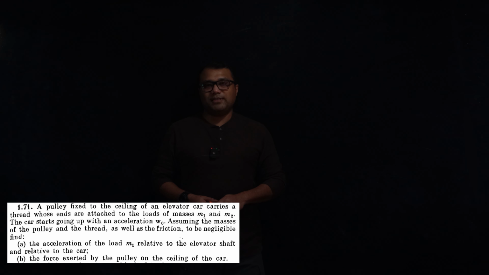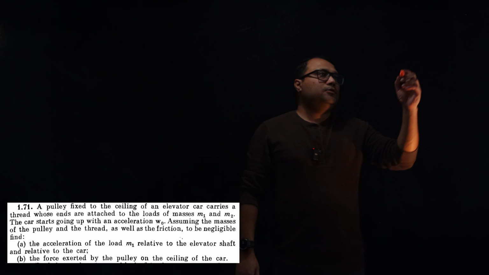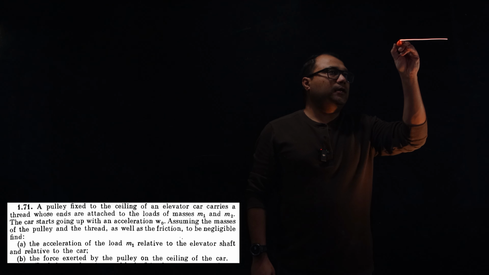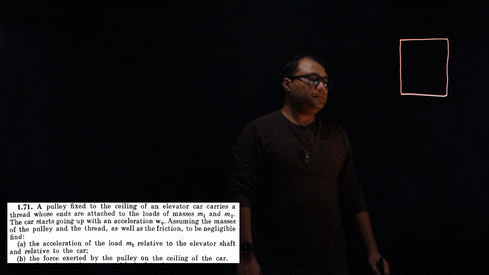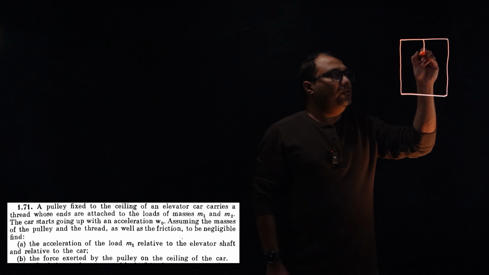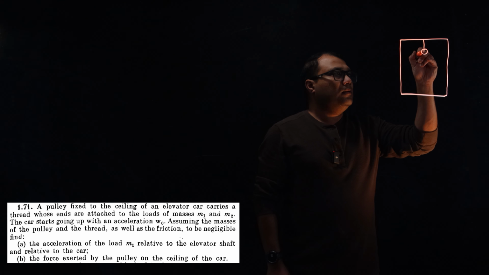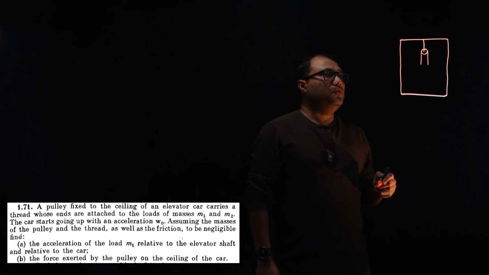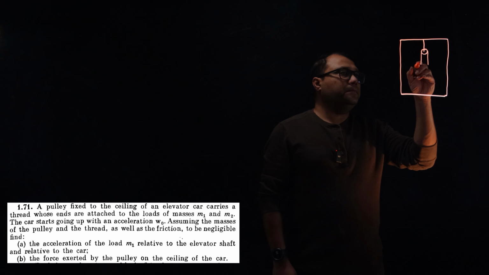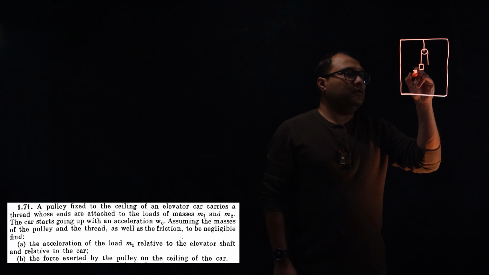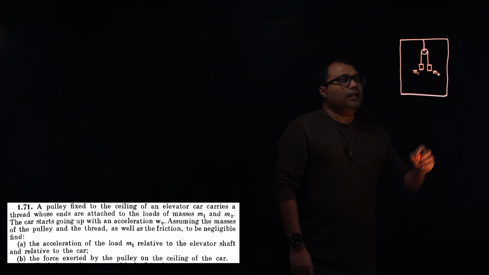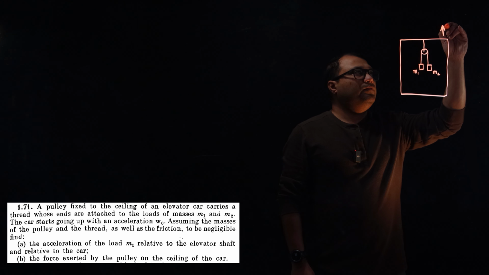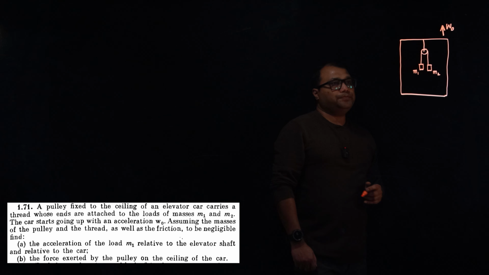This is a nice problem which will test your skills on how to apply pseudo forces. So let's start with the diagram first. So here we have an elevator car. And there is a pulley hanging from the ceiling, and there is a string going through the pulley. We have a mass m1 on this side and mass m2 on this side. The elevator car is itself accelerating with some acceleration w0.